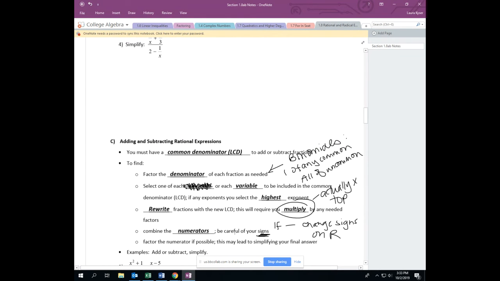Then at least it's all put together over a single denominator. And if you could factor and simplify, you would. Sometimes you can, sometimes you can't. It just depends.